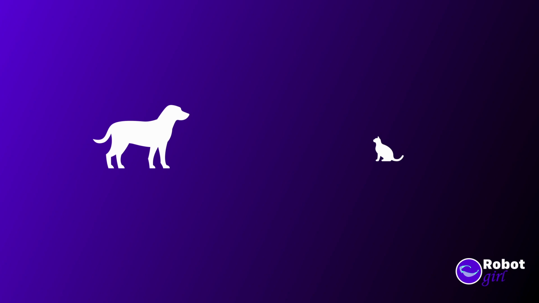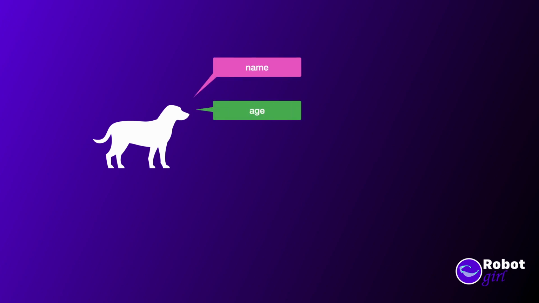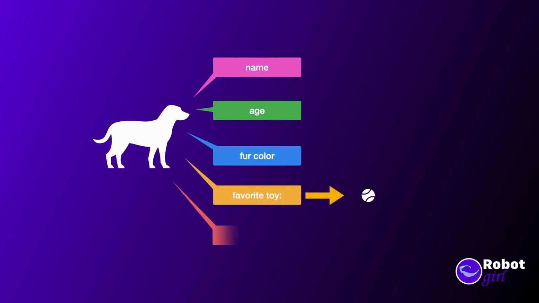Take the family pet, for example. The most common pets are dogs and cats. A dog has a variety of properties. It has a name, it has an age, has a fur color. These properties contain data about it. However, these properties can also refer to other objects. Maybe it has a favorite toy or a food dish.